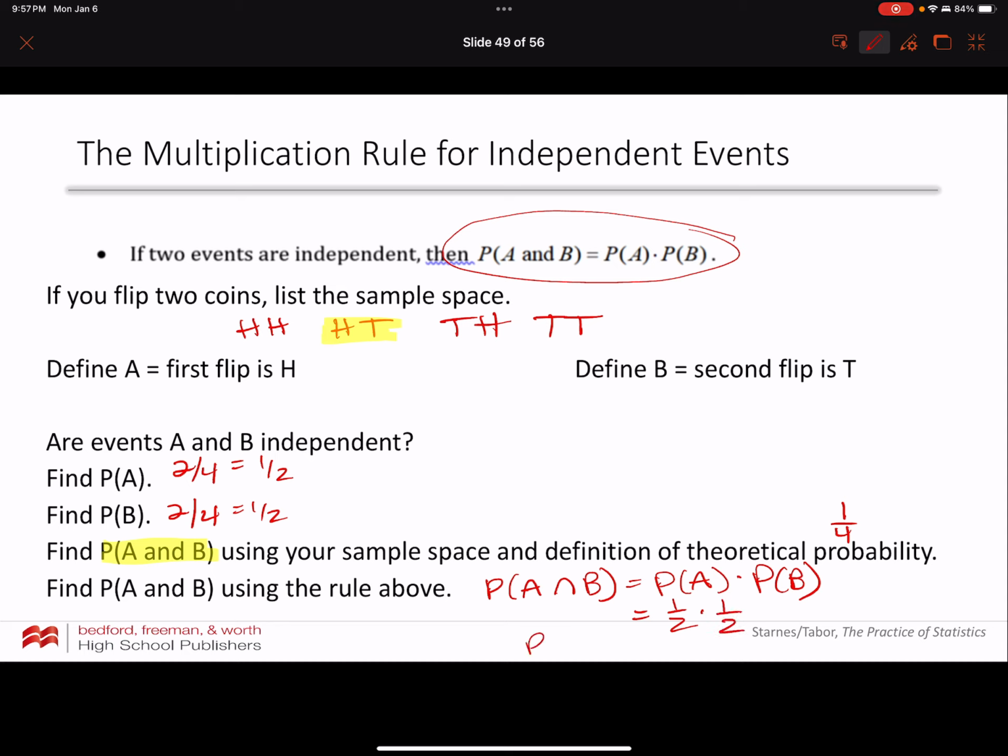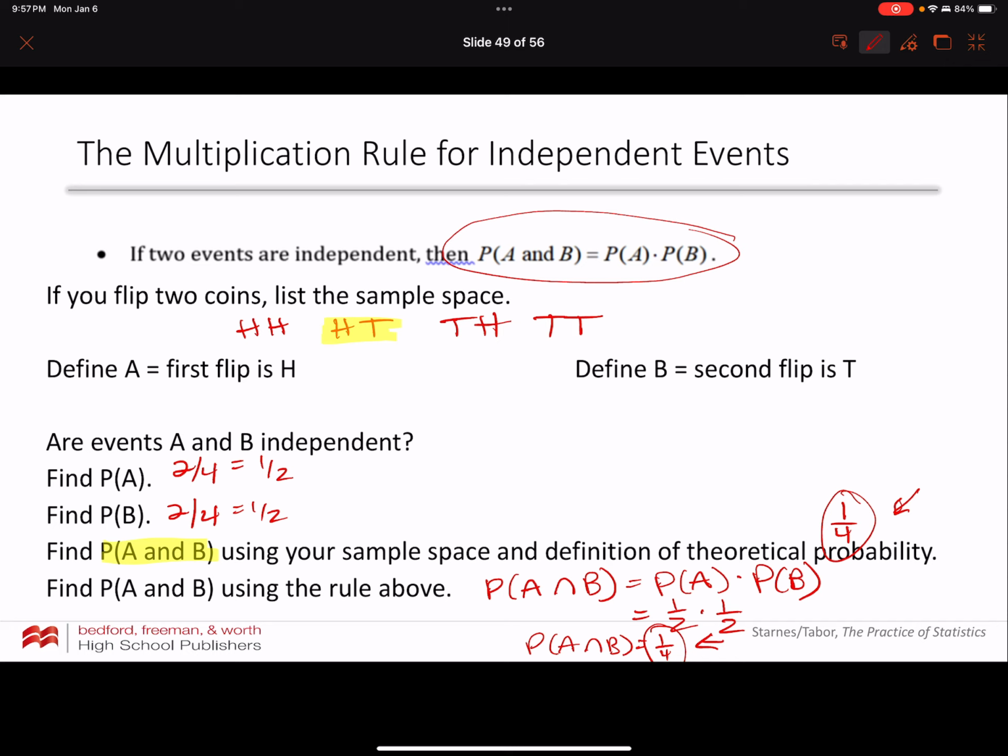So the probability of A and B is 1/4. So I can find the same probability from my sample space or using the formula. And you're going to notice, I'm going to say this over and over. We can use the formula. We can also use the sample space.